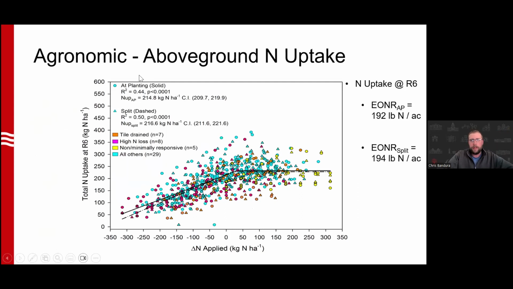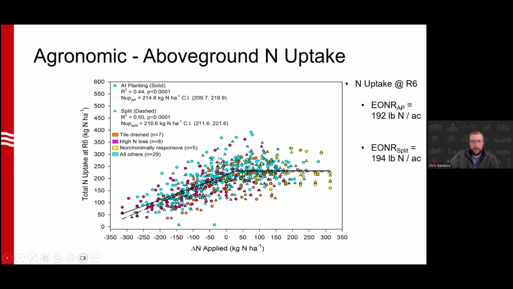So diving into some of the agronomic measurements that we did. This is total above ground nitrogen uptake. And I'm just going to take a second to unpack this because there's a lot going on here. On the x-axis, you'll notice that we have this term called delta N applied. And what this does is this normalizes the data set so that EONR, or that optimum nitrogen rate, is in the middle of this axis across all sites. So on any given site, right here was the perfect N rate to optimize profitable yield. And then on the Y, of course, we have total N uptake at R6, so physiological maturity.